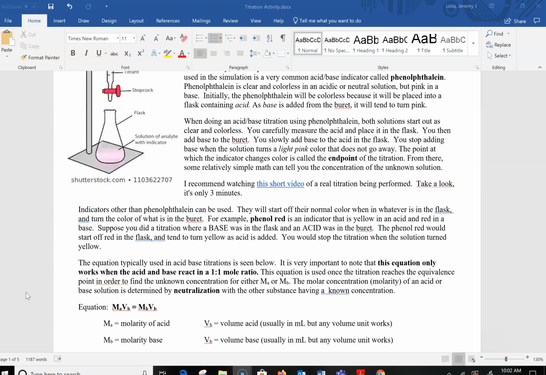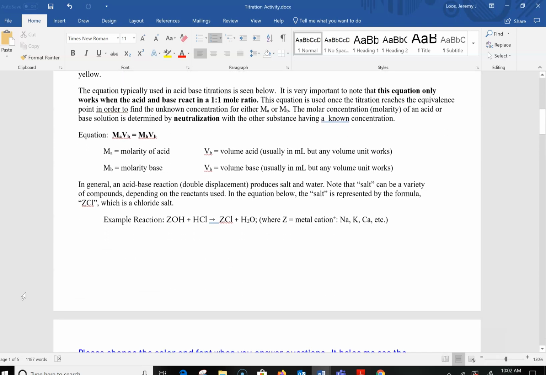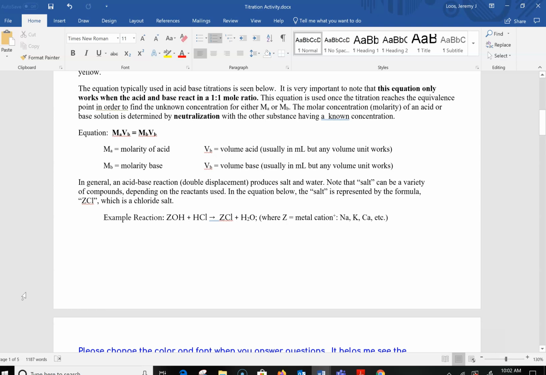And when you do the simulation, I think there's going to be a couple different indicators that you use. So that's just a quick background. Again, watch the example, and then the titration equation that we use works when the acid and base react in a 1-to-1 mole ratio, which is quite often, not every single time, and you are not going to have to do any titrations where they're not 1-to-1, so this equation will work for all the titrations we're going to do. But it's MaVa equals MbVb.